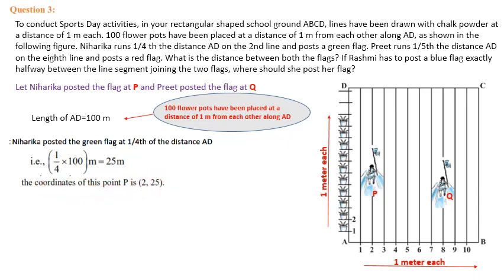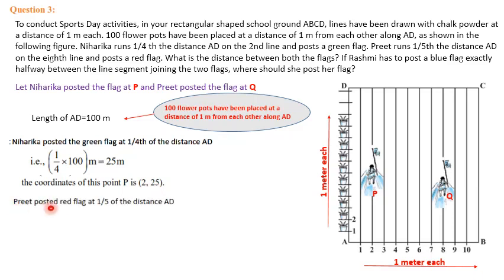How have we got 2? She is running in the second track, posting the flag at 1/4 of the distance AD. That means here distance AD is the y-axis. In the y-axis she ran 25 meters. So the y value is 25 and the x value is 2. That's why the coordinate of P is (2, 25).